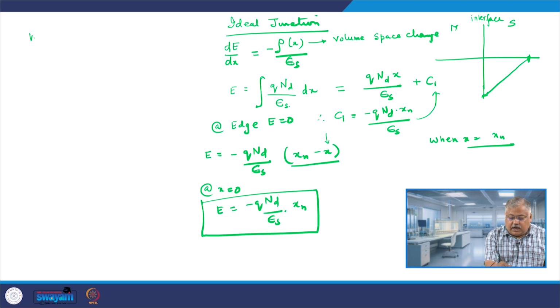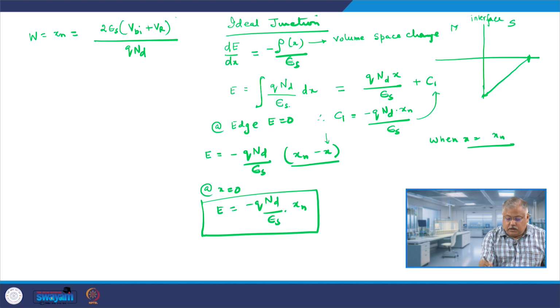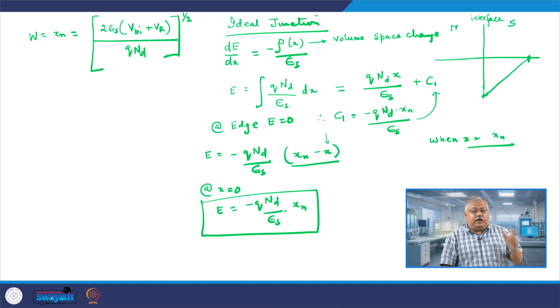If you try to find the width of the depletion region, which is W, given as xn, this is written as the square root of 2 epsilon silicon times (V built-in plus Vr in case of reverse bias) divided by Q times Nd. This means that the width of the depletion region on the n side is a square-root function of the bias you give. Make it 4 times your reverse bias, and your width will increase by approximately 2 times. This is what happens when you make a metal semiconductor contact with n type semiconductor.